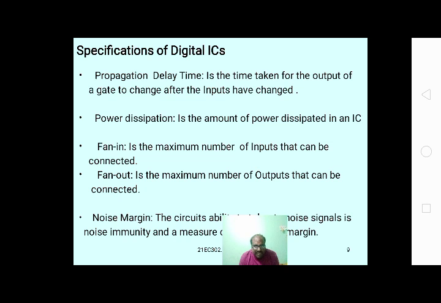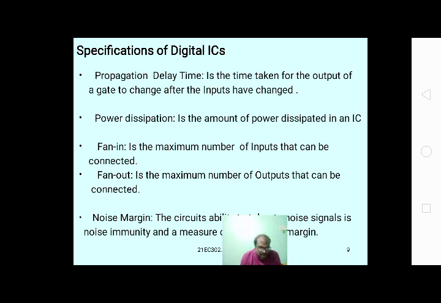This is the noise that can be tolerated by the gate. The noise margin for TTL and CMOS ICs is 0.4 volts and 3 volts respectively. Hence, CMOS ICs can perform better in a high noise environment.